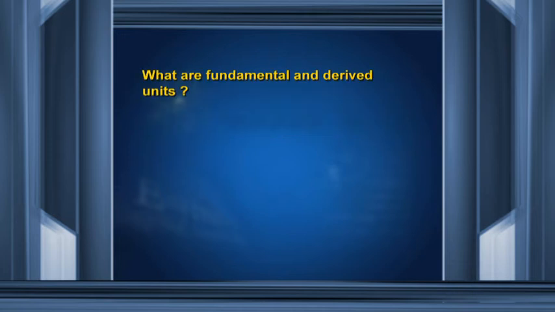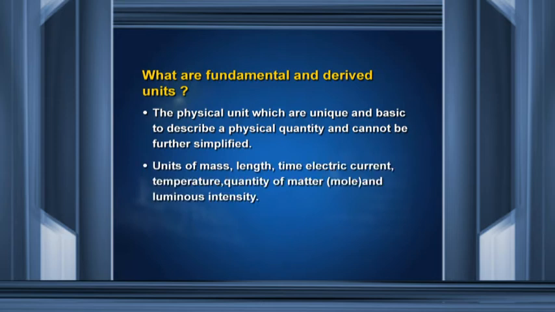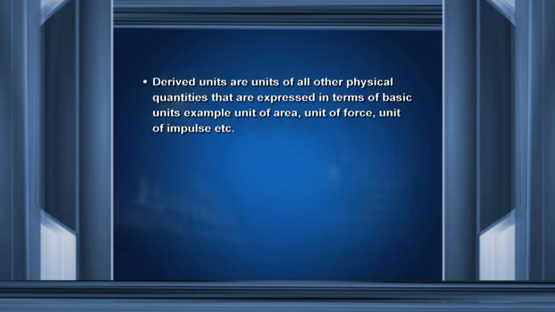What are fundamental and derived units? The physical units which are unique and basic to describe a physical quantity and cannot be further simplified. Units of mass, length, time, electric current, temperature, quantity of matter, which is the mole, and luminous intensity are fundamental units. Derived units are units of all other physical quantities that are expressed in terms of basic units. For example, unit of area, unit of force, unit of impulse, etc.